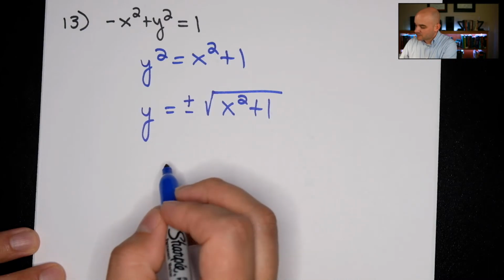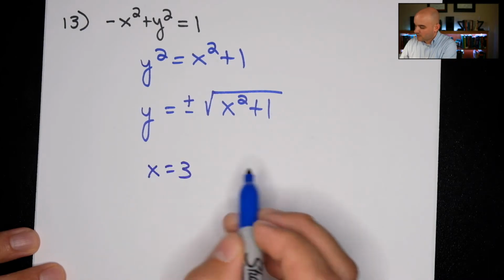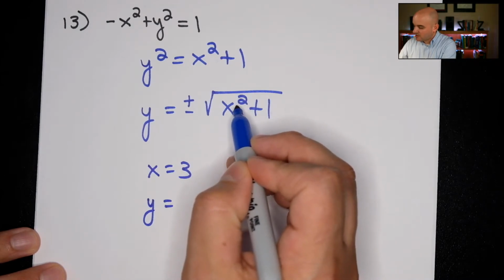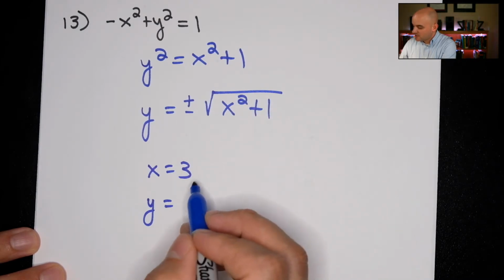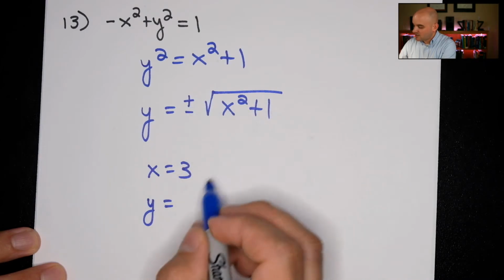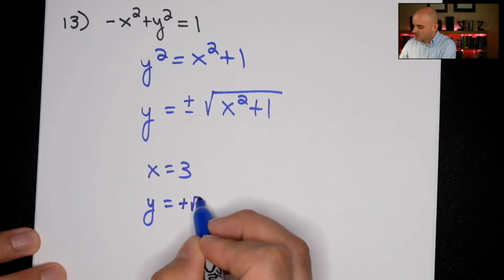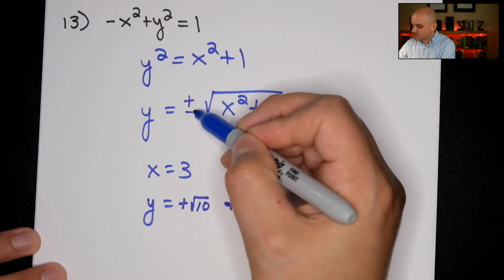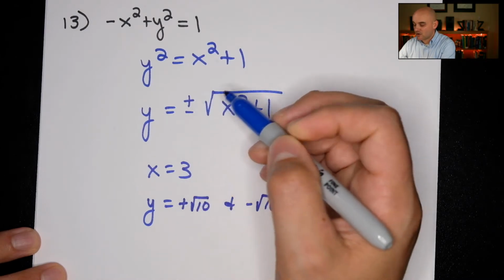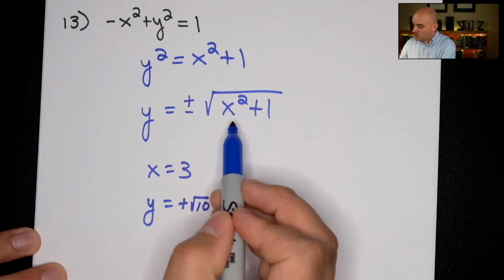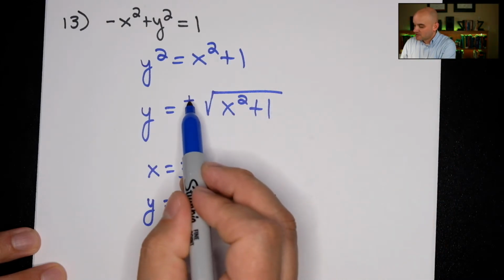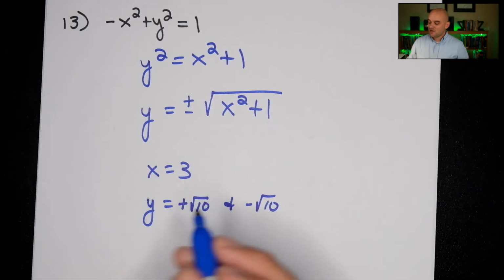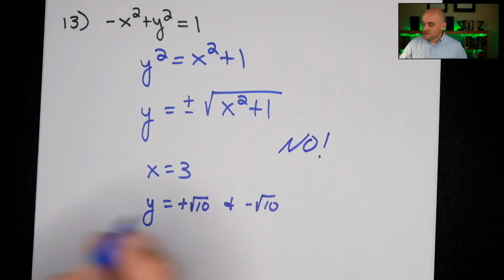If x equals 3, you put 3 in here, we get 9 plus 1, which is 10. So we get the positive root of 10 and the negative root of 10. Remember what that plus or minus means. You've got two different answers going on. So in this case, no matter what value I put in for x, I'm going to get the positive root and the negative root. I'm getting two different values. So my answer here is no, it's not a function.